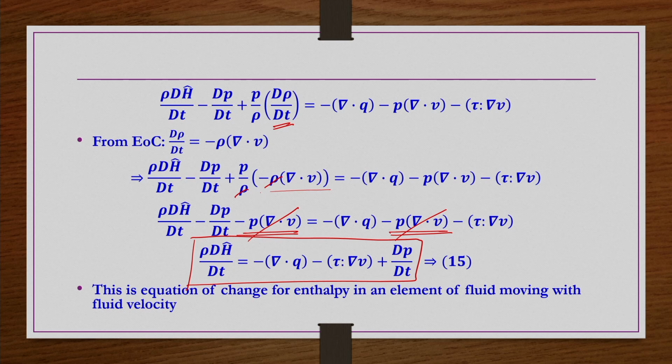Okay. So, now we have the equation of change for enthalpy. Now, what we do is write this enthalpy in the form of temperature and pressure, and then we try to write the equation of change for temperature. That is what we are going to do now. How are we going to do it?